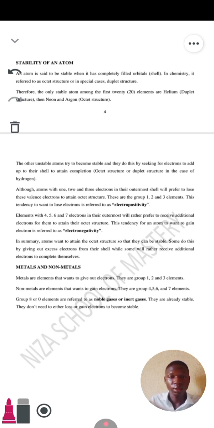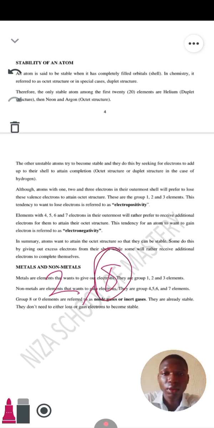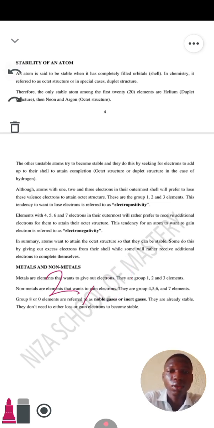So that means neon is 2, 8. Neon has a completely filled shell. You see that now? Because it has 8 electrons on its outermost shell. It has 8 electrons, so it's already filled. So that kind of atom is said to be what?